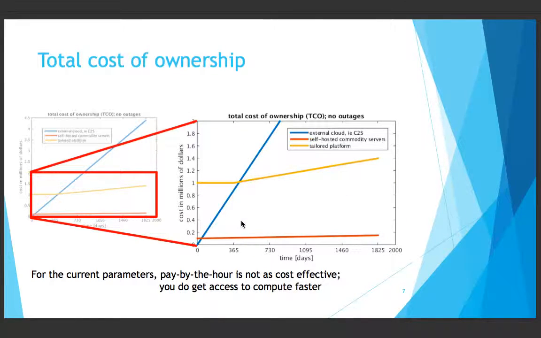If we zoom in on the region of interest, for that tailored infrastructure we spend $1 million, and then there's no O&M cost in that first year, and once we turn the system on, it starts costing us O&M. For the hourly charged solution, it's just a linear increase as a function of time. And in this metric, the clear winner over anything more than a few days is the commodity self-hosted infrastructure. It's clearly cheaper than the tailored infrastructure, and the hourly rate just loses because you're just paying all the time.